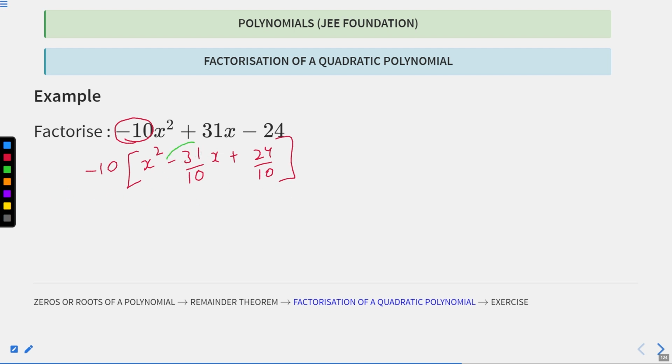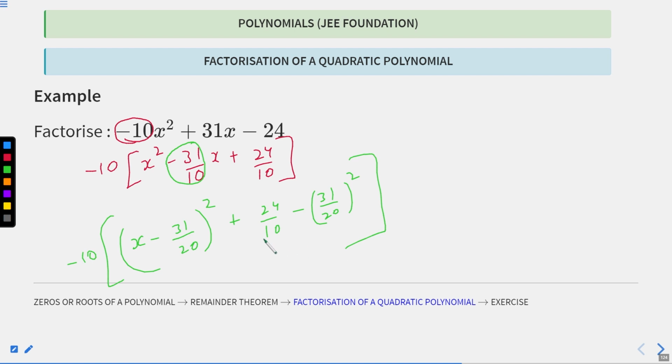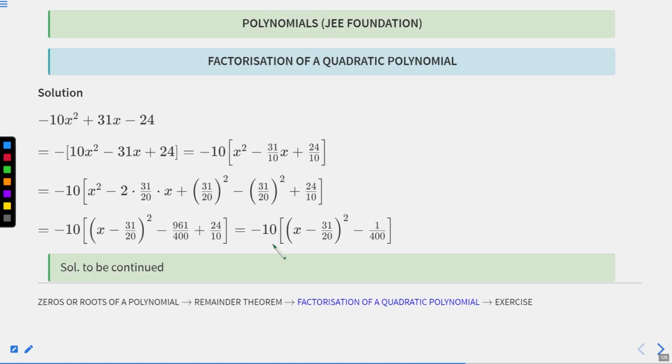Now just take half of this term, so half of this term, I'm directly writing it, is minus 31 by 20 whole square, and plus the minus 10 is already there, so 24 by 10, and minus, I will use minus here, minus 31 by 20 whole square. I hope this is clear now, but you have to just solve it, and you will apply some identity over here. So let's see how we approach.